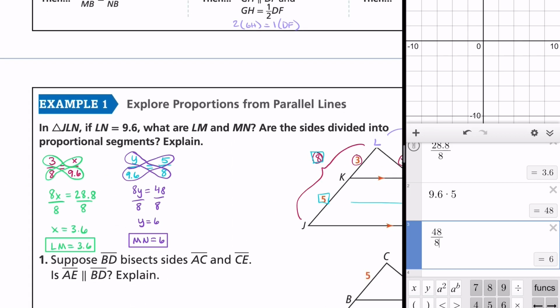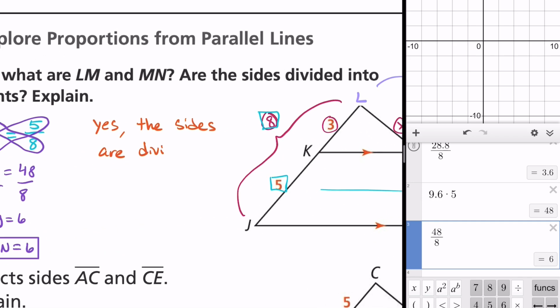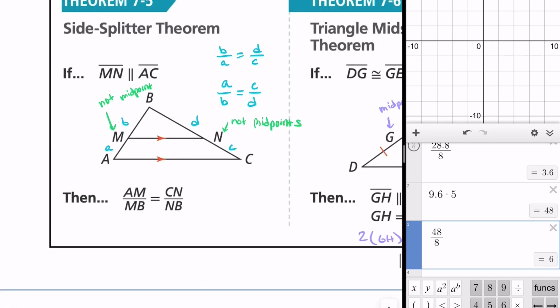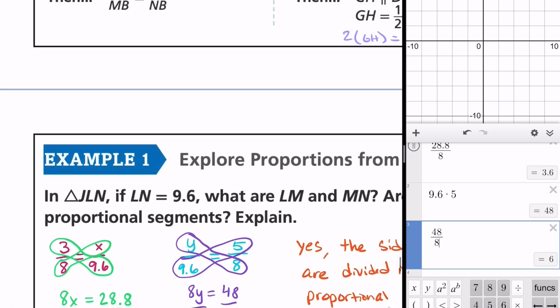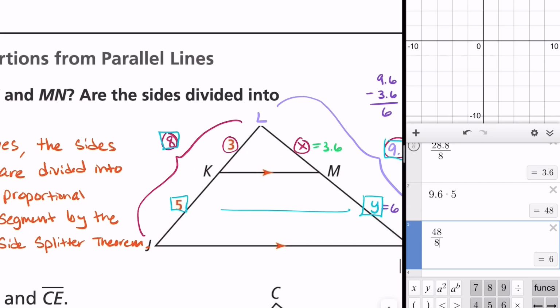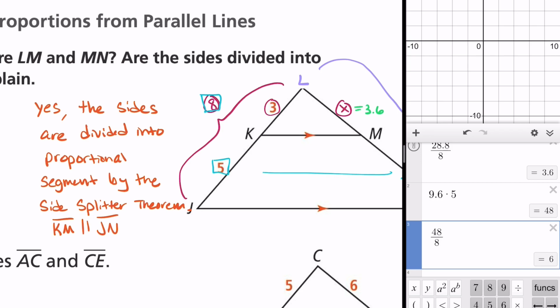Okay. And then are the sides divided into proportional segments? And the answer to that is yes. Yes, the sides are divided into proportional segments by the side splitter theorem, which states that if we have two parallel parts, which we do, we have KM is parallel to JN in this triangle. That means that their sides will have to be proportional.